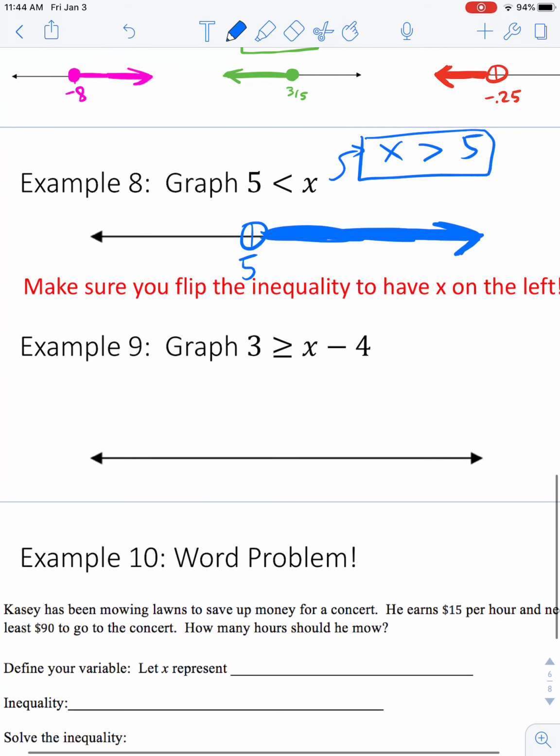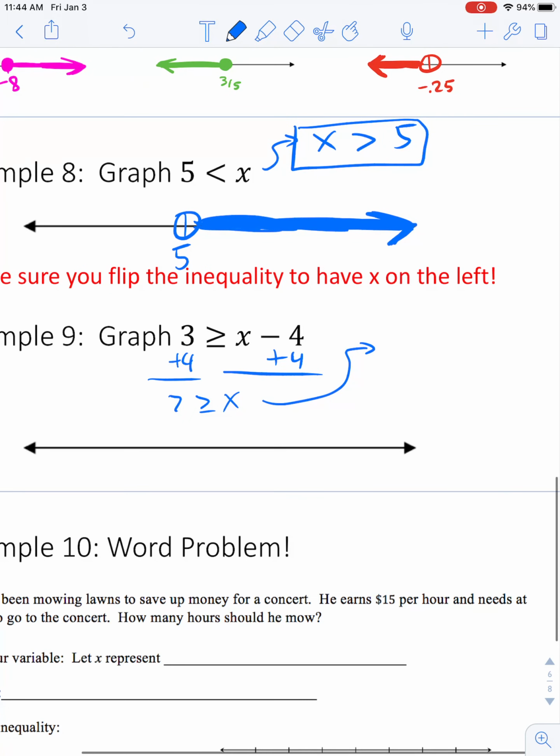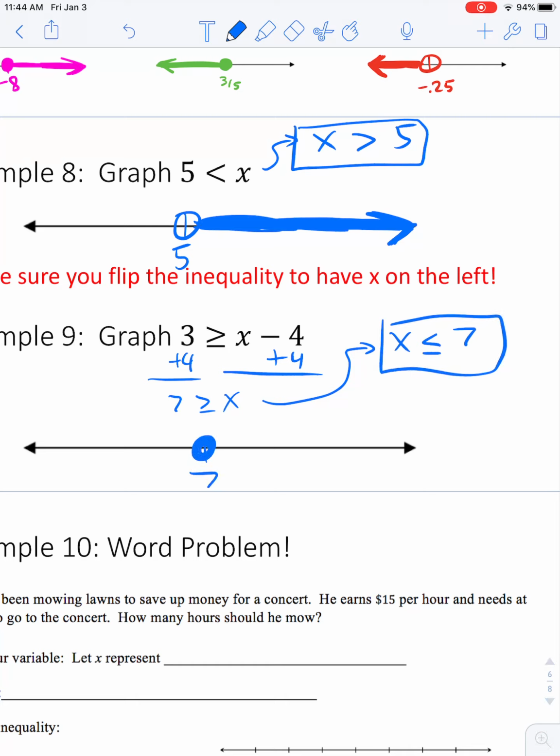Okay? Now on this problem, I'm going to solve it. So add 4, add 4. It wouldn't really make sense to move the variable over. Okay, so I'm going to add 4, and get 7 is greater than or equal to x. And then, again, I'm going to do the same thing. Oh, I don't like the order here because x is on the right, so I'm just going to put x on the left, move the number over to the other side, and then flip the inequality sign to be a less than or equal to 7. And then that's what I'll graph. So I'll go 7, closed dot, to the left.